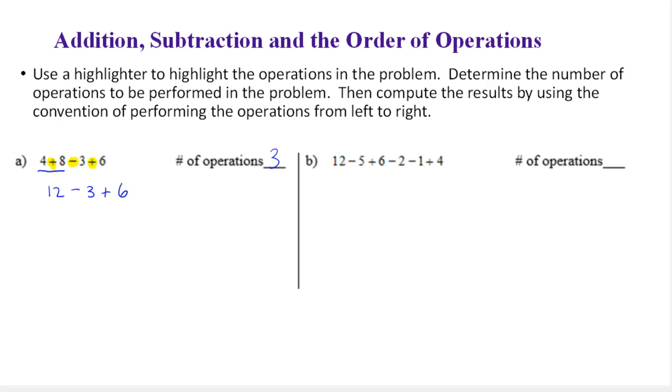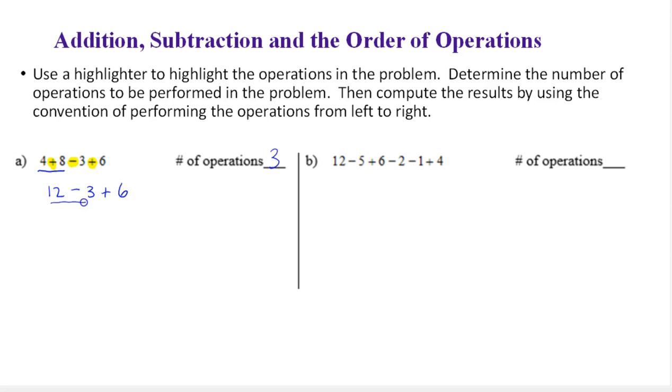Now really try to resist the urge to maybe add these two numbers now. It's very tempting to do a couple of operations in one step, but that's usually how students run into trouble, because they're not performing the operations from left to right. So now that we perform this operation, we replace 4 plus 8 with 12.